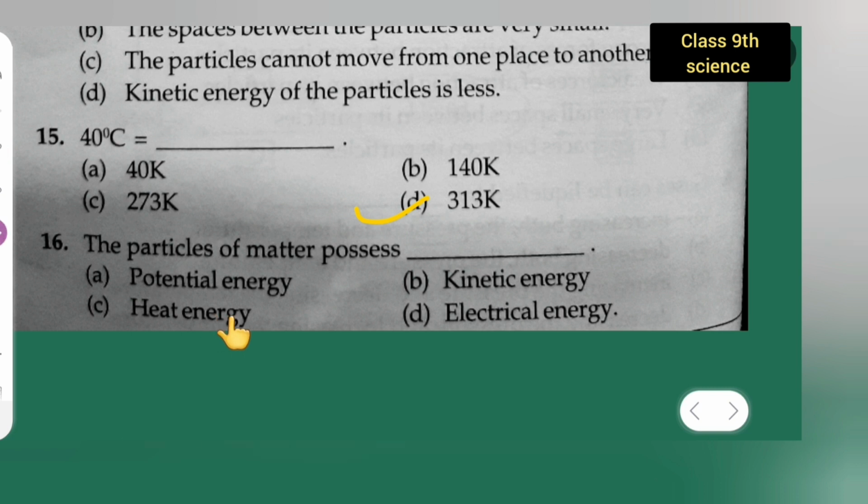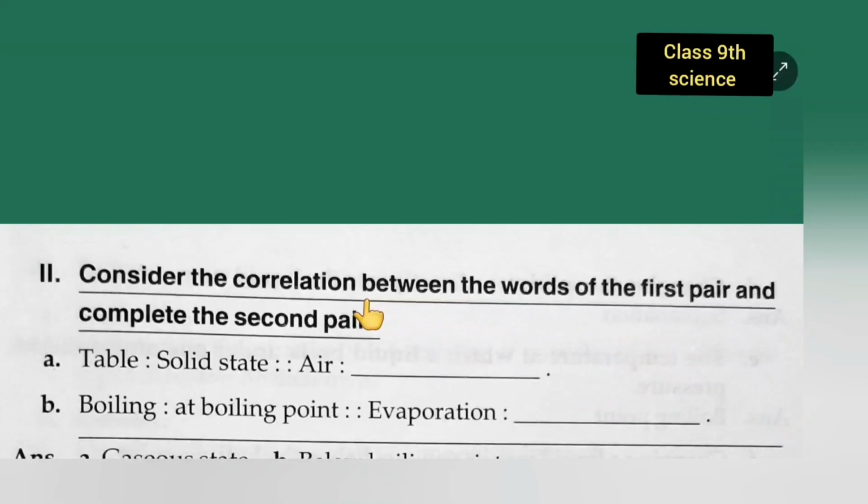So question number 16. The particles of matter possess, so let us see. Option A is potential energy, option B is kinetic energy, option C is heat energy, option D is electrical energy. So which is the correct answer? Kinetic energy is the correct answer. Okay, so with this I am done with the MCQ part.